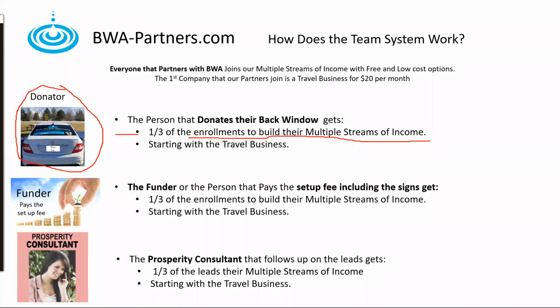By the way, guys, the reason I also like the stickers is when someone commits to your business, it's kind of hard to forget about it when you've got a sticker on their back window. Kind of has a tendency to remind them that they're committed to what we're doing together. But they could just donate their back window, and guys, how easy is that? Now, they get started in the travel business. As we mentioned, they can start for $1 if they have to. We prefer that everybody starts at the $20 level.